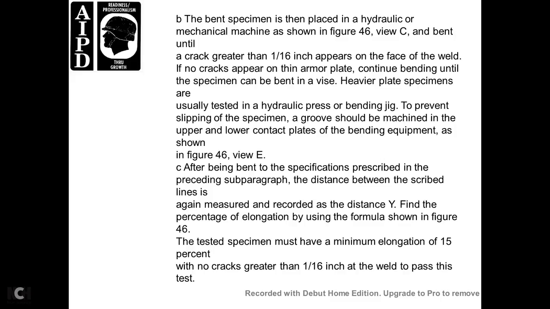C. After bending to the specification prescribed in the preceding subparagraph, the distance between the scribed lines of the gauge length is recorded as the distance Y, which is used to find the percentage elongation with the formula shown in figure 46. The test specimen must have a minimum elongation of 15%, with no cracks greater than 1/16 of an inch in the weld, to pass the test.